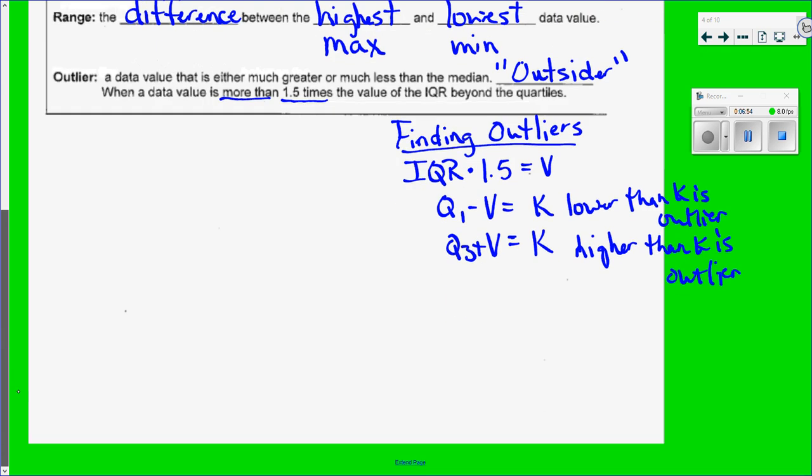So now that you've got that little formula, the next thing I need you to do is just draw a nice straight line. Hopefully straighter than mine. You guys get to use a ruler. I can't.